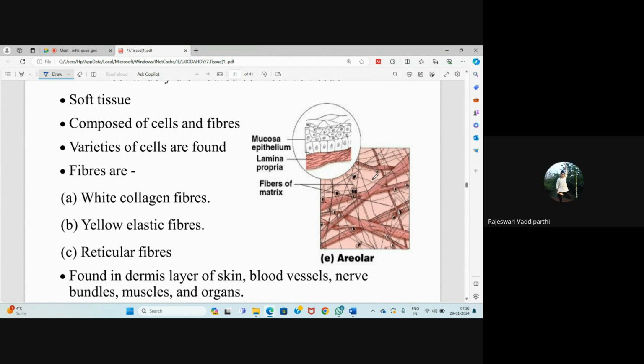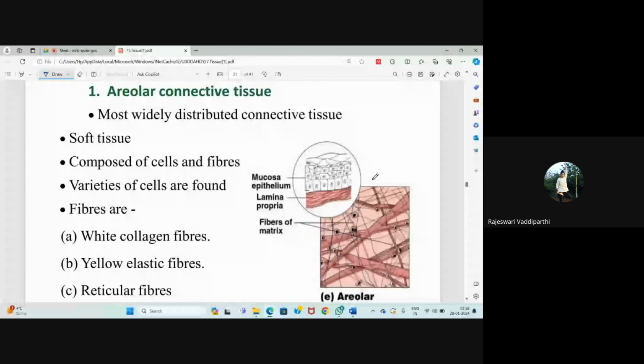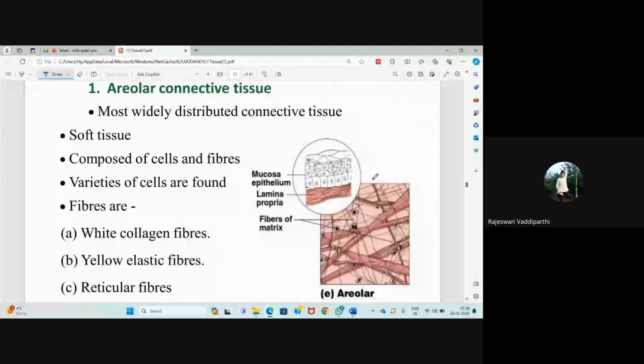Ma'am, can you repeat this areolar connective tissue thing again? It's a soft tissue composed of cells and fibers. Most widely distributed connective tissue. Okay, I missed this point, ma'am. Okay, thank you.